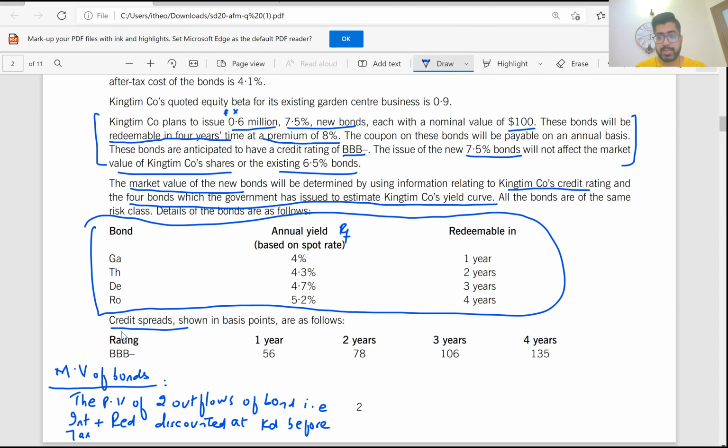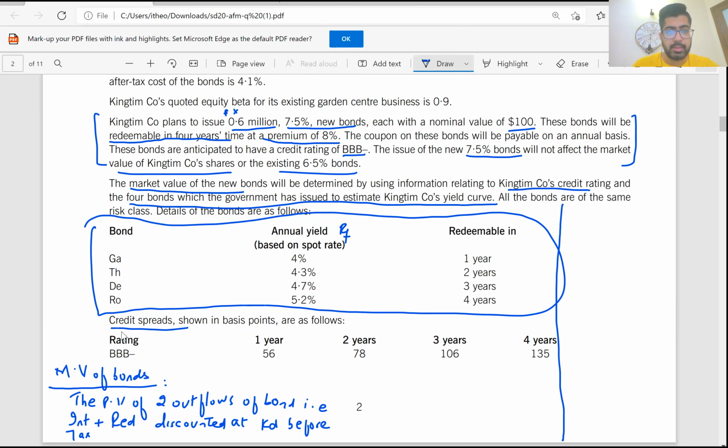It's the present value of 2 outflows. What are the 2 outflows? Interest plus redemption. These are the only 2 outflows of the bond. We pay interest on the bond, and that's redemption proceeds. The market value is the present value of these 2 outflows, and you just need to discount it at KD. This is computed on a before tax basis. So let's start finding the market value of bonds using this.